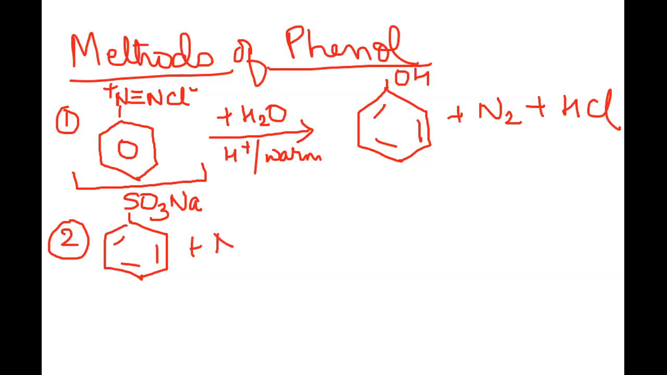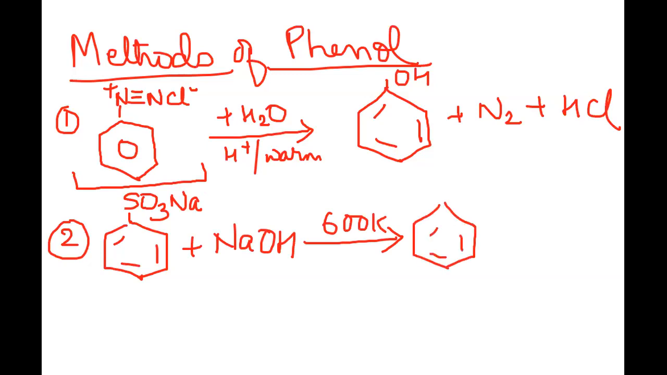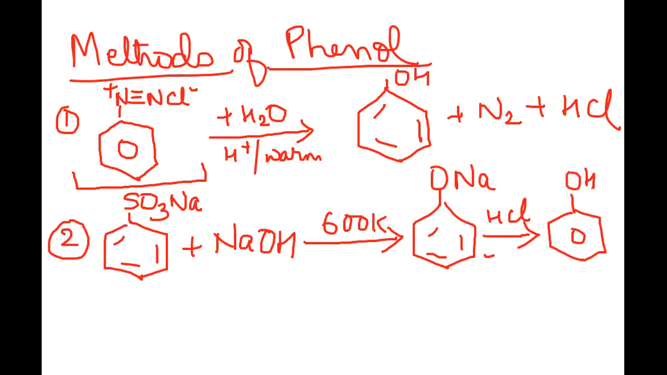You treat this with NaOH, and when it is fused or the temperature is kept around 600 Kelvin, and the reaction is made to undergo under these conditions, then what you are going to get is actually sodium phenoxide. This, when it is treated with HCl, is going to form the phenol. That is the desired product, and you are going to get a phenol here, and minus NaCl.